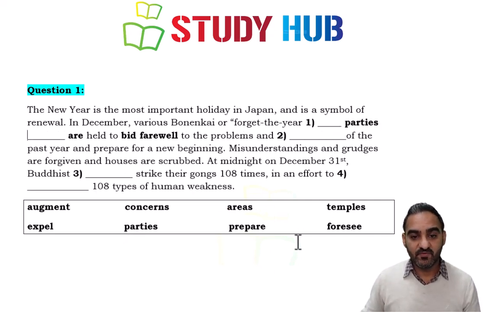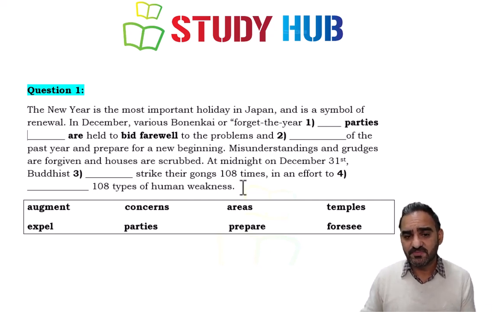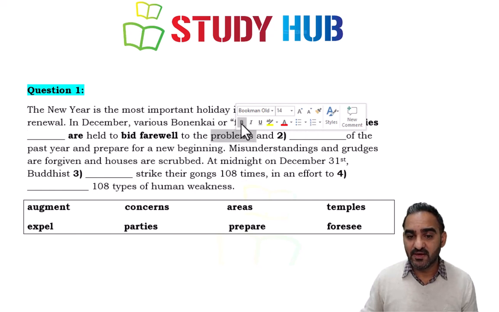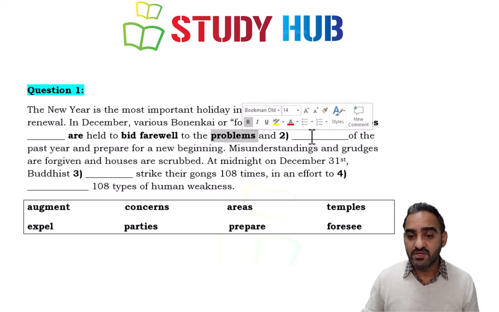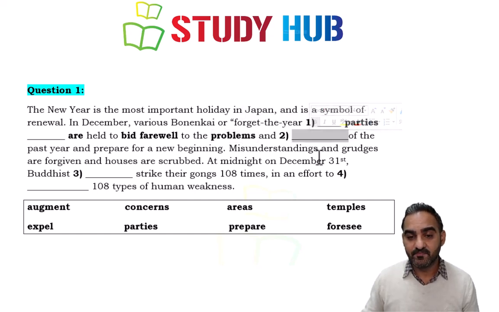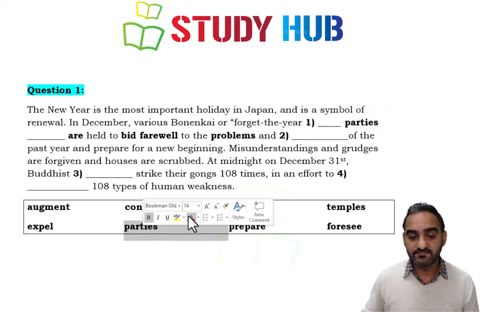Are held to bid farewell to the problems and dash of the past year. So this is where we apply, again, noun phrase logic, but we also call it apples with apples logic. The problems and dash. So problems is a noun, so more likely what you need here will be a noun. Now problems is a negative noun, you need a negative noun. It is plural, so most likely this has to be a plural. Now let's look at, so this is already gone.